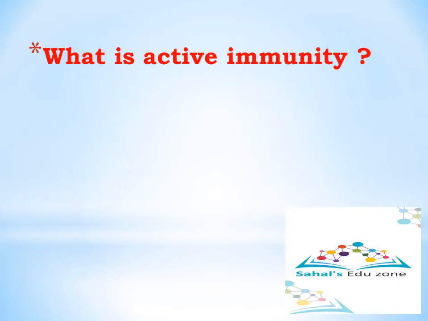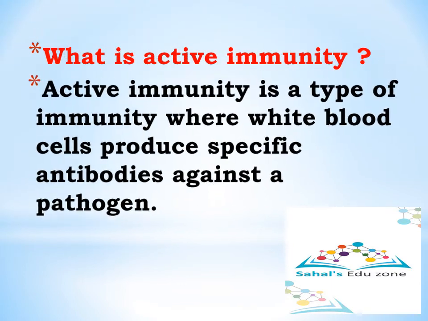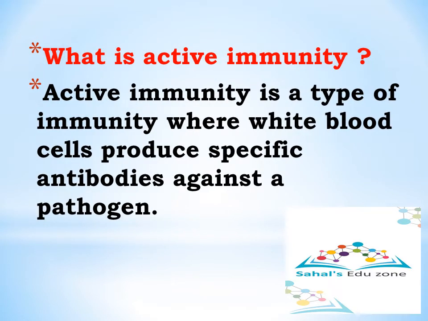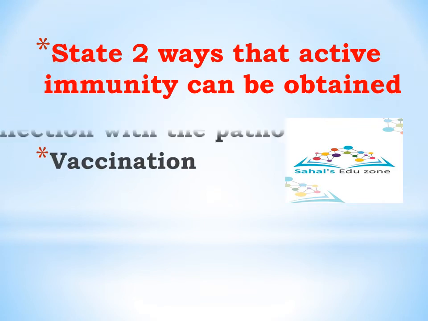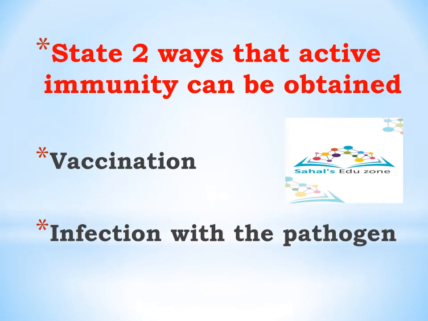What is active immunity? Active immunity is a type of immunity where white blood cells produce specific antibodies against a pathogen. State two ways that active immunity can be obtained. Vaccination, infection with the pathogen.